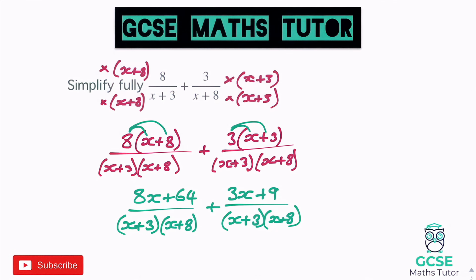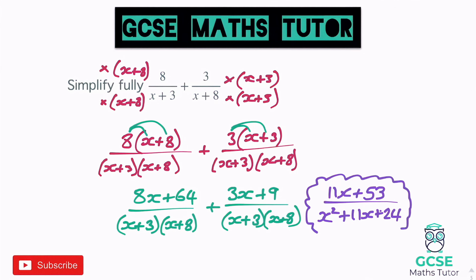Right, so if we add them together, we've got the 8x add the 3x, which makes 11x. And we've got the 64 add the 9, which makes 53. So 11x plus 53, all over that denominator, which we can expand or we can leave it in brackets. If you do want to expand it, x times x is x squared, times 8x and 3x, so we've got 11x. And 8 times 3 is 24, so plus 24. Although you can actually leave the bottom there factorised as x plus 3, x plus 8. But we'll expand it out and leave that as our final answer there. So we have 11x plus 53 all over x squared plus 11x plus 24.